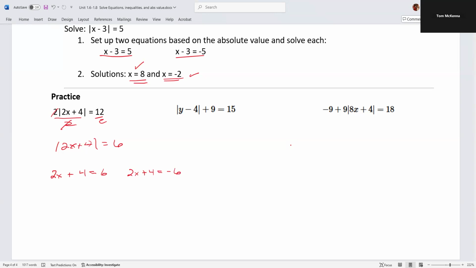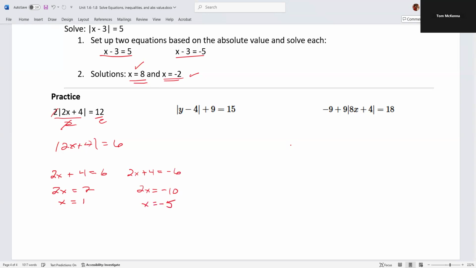Okay, so I'll solve the left one first. I'll subtract 4 from both sides. That would give me a 2, and then I'll divide both sides by 2. That results in a 1. For the other equation, I'll subtract the 4 again, but that would result in a negative 10. Divide by 2 results in a negative 5.